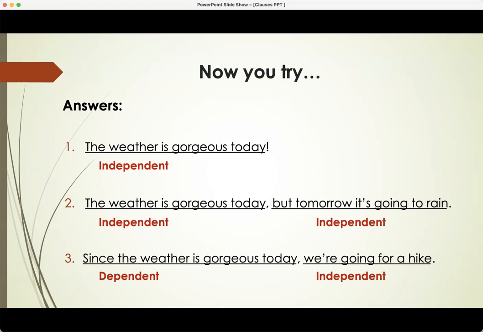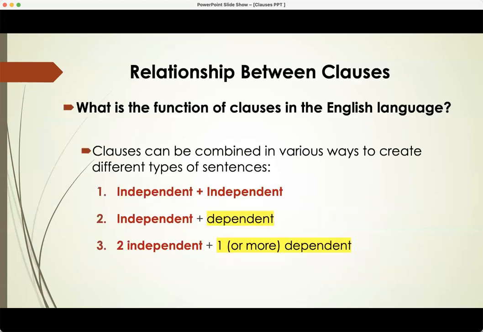However, if I say, since the weather is gorgeous today, since is the same as because. So because the weather is gorgeous today. Once again, here we're giving a reason for something, but a reason is not complete on its own, and in fact cannot exist on its own unless there's a cause. So the clause, since the weather is gorgeous today, is not a standalone sentence. And for that reason, it's called a dependent clause. So that's it for independent and dependent clauses. I hope that was clear for you.